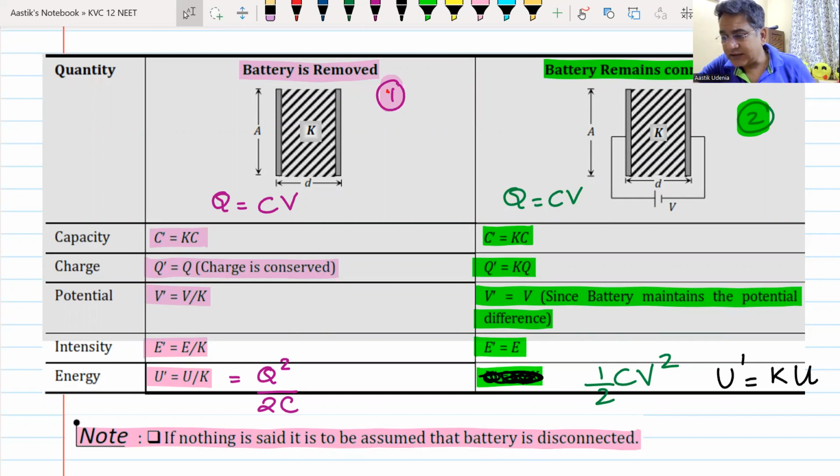We have also seen what happens in the case of battery removed. In case of battery removed, charge remains same. Potential becomes 1 by k times. Energy becomes 1 by k times, and electric field becomes 1 by k times. Do we remember this? Have you gone through this?